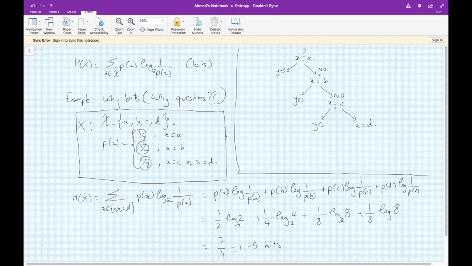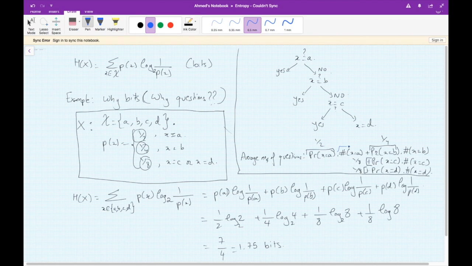Now what is the average number of questions? Average number of questions, right? So it is the probability that x is equal to a times the number of questions I need to arrive at a, plus the probability that x is b times the number of questions I need to arrive at b, plus the probability that x is c times the number of questions I need to arrive at c, plus the probability that x is d times the number of questions I need to arrive at d. We know the probabilities, which are half, 1 over 4, 1 over 8, and the same for d, also 1 over 8.